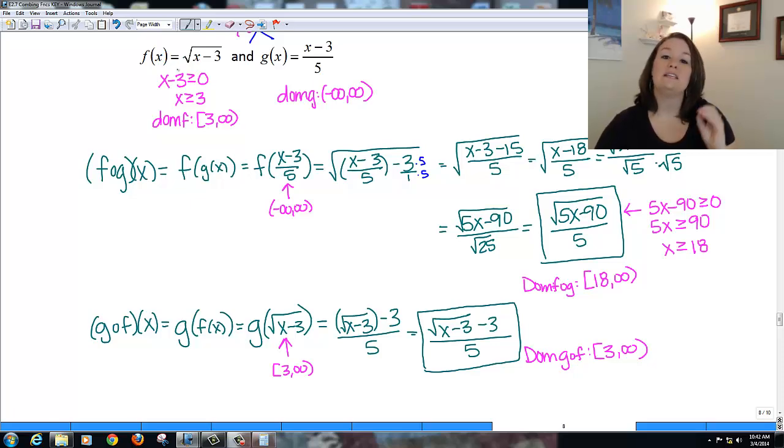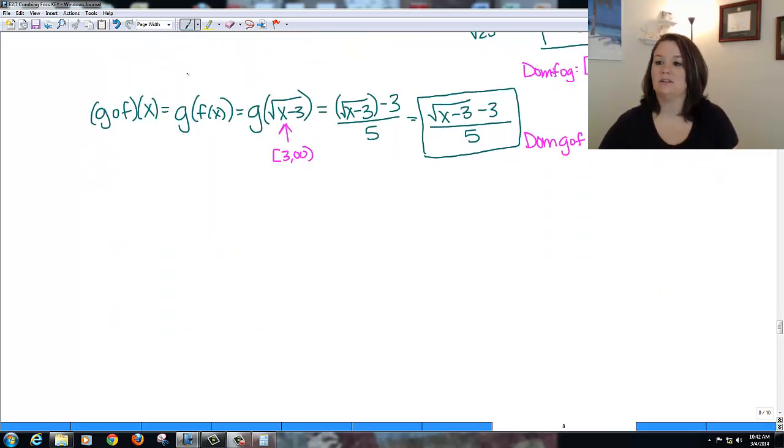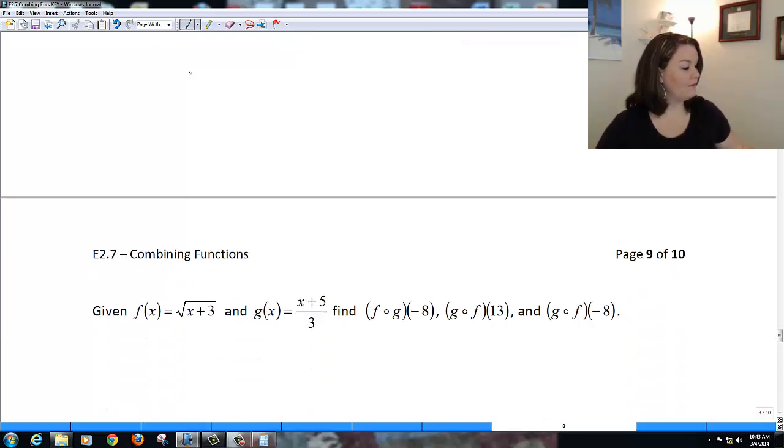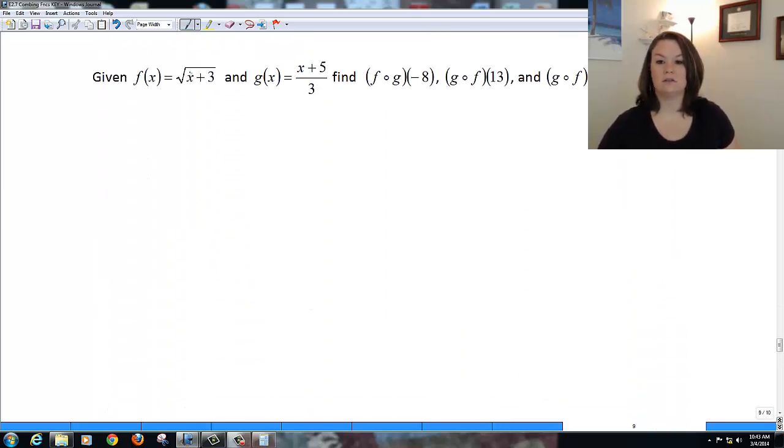What we're going to look at now is evaluating these functions. Okay, so in order to evaluate these functions, we work it out the same exact way.